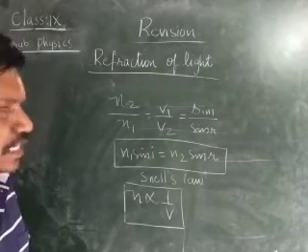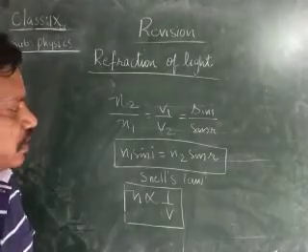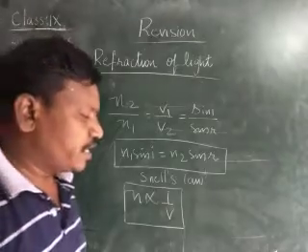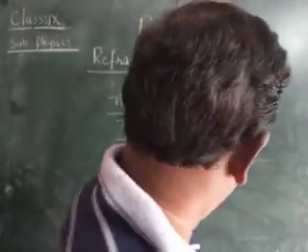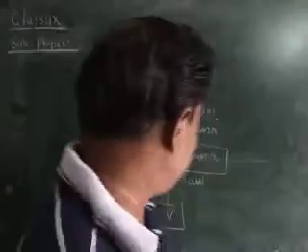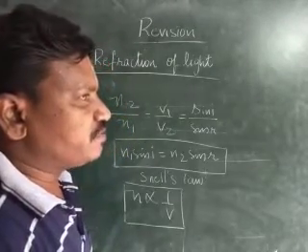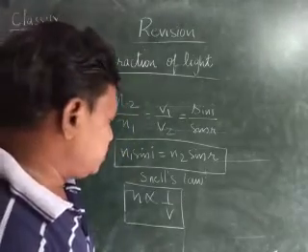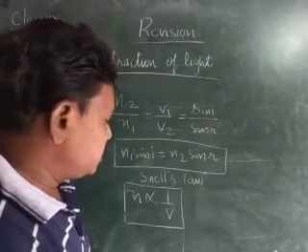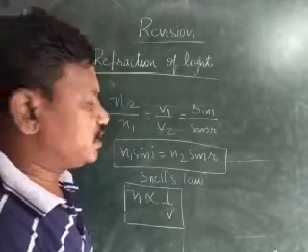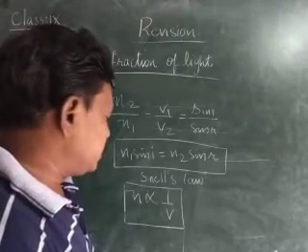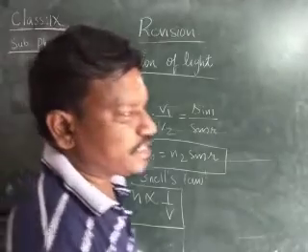Snell's law states that n1 sin i is equal to n2 sin r, whereas n, the refractive index, is inversely proportional to its velocity, children. When the velocity increases, the refractive index decreases, and the refractive index increases when the velocity decreases.